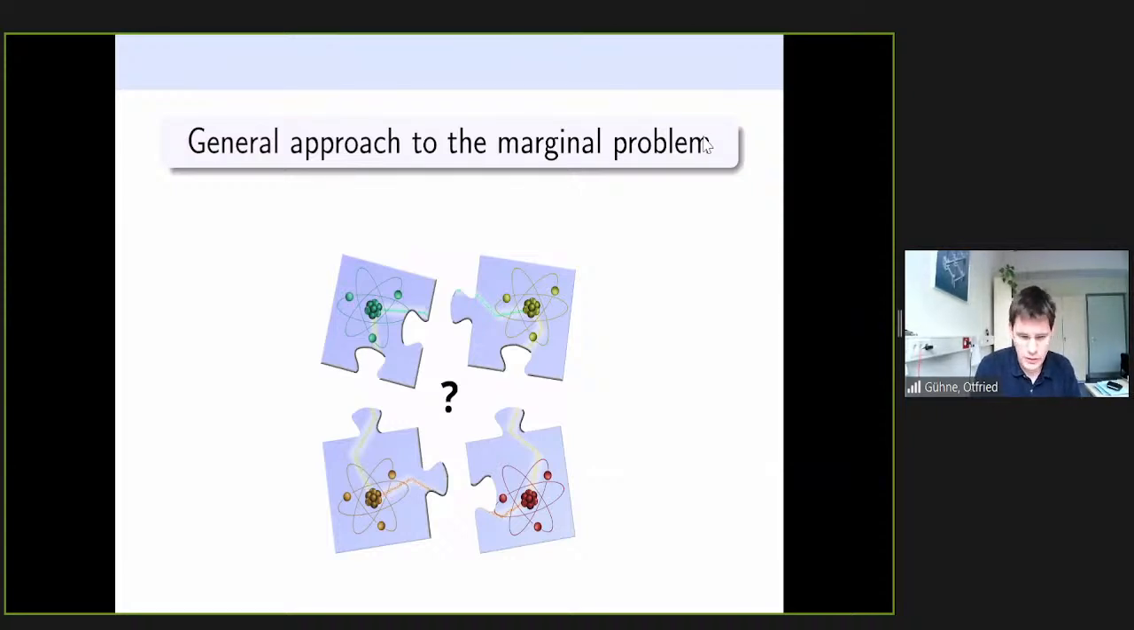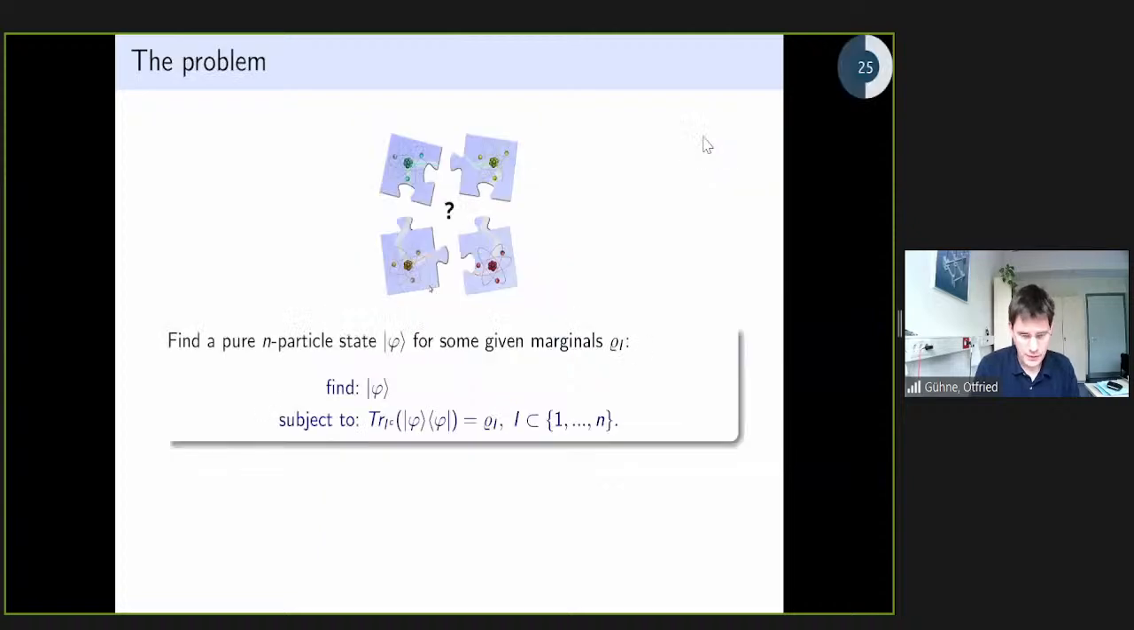Now we're looking at this general marginal problem. What is this general marginal problem? We're asking, do we find some pure n-particle state which has a set of given marginals? Let's assume that for this pure n-particle state, certain reduced states, if you trace out something, should give some states which are given as a set. And then the question is simple: can you write down a global state that has this property?